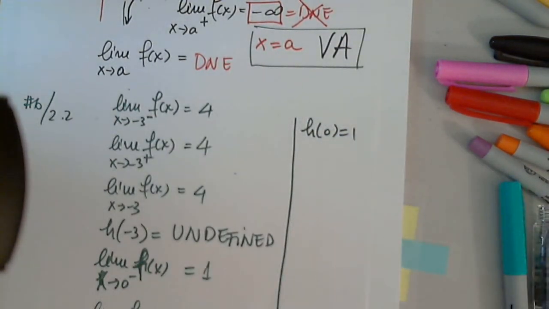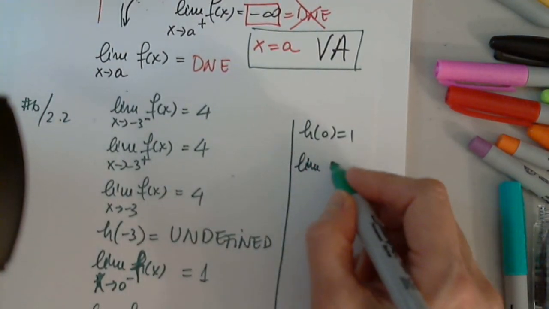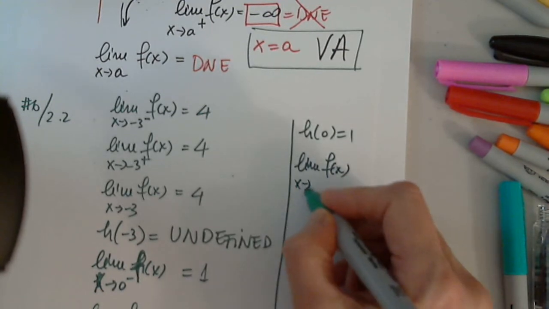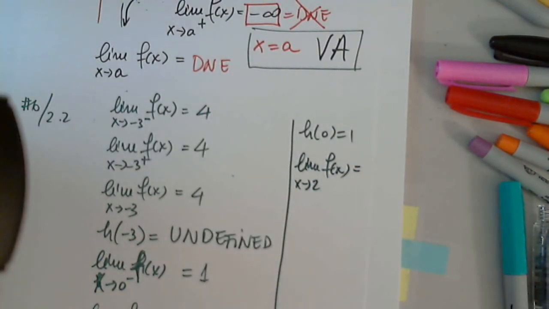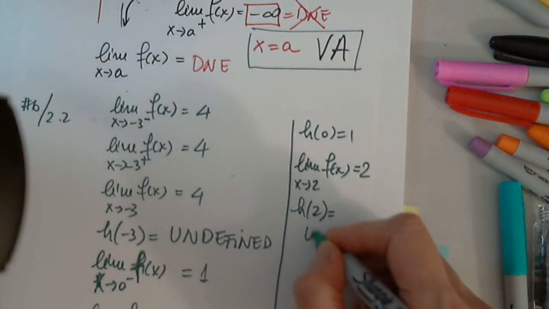H of 0 is 1. Do you all agree with H of 0 being 1? Yes. Perfect. Limit of h of x when x approaches 2. 2. Do you all agree with 2? Yes. Okay. H of 2. Undefined. Undefined.